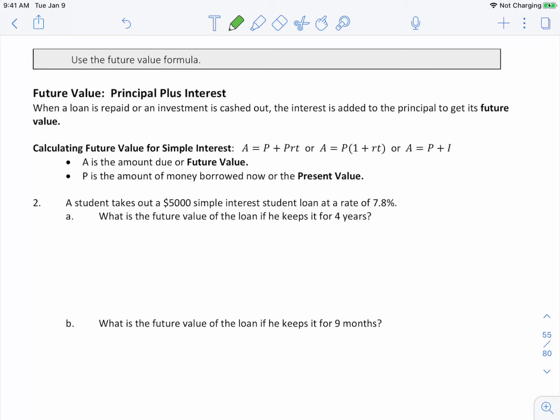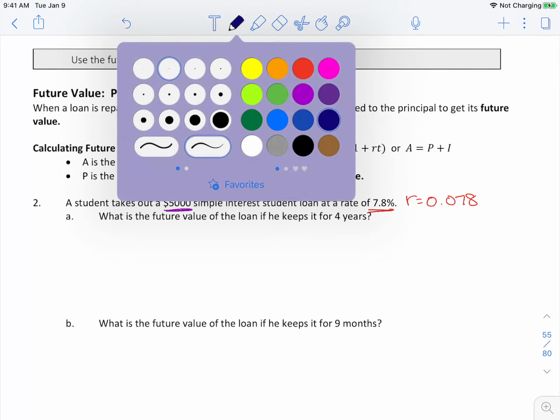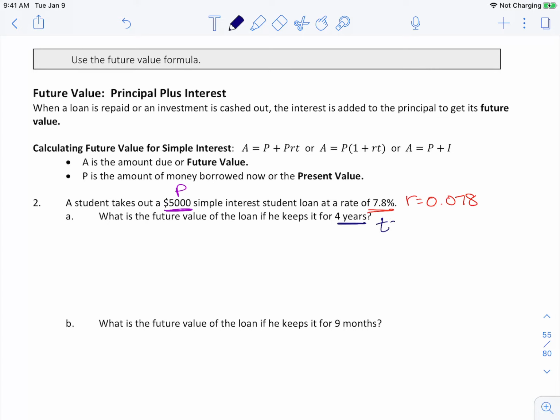So this is the same problem we were just looking at. So again, our principal is the $5,000. Our rate is 0.078. And we want the future value if he keeps it for 4 years. So our T is 4, like we had at the beginning. So what's the future value of the loan if he keeps it for 4 years? Go ahead and find this one, please.